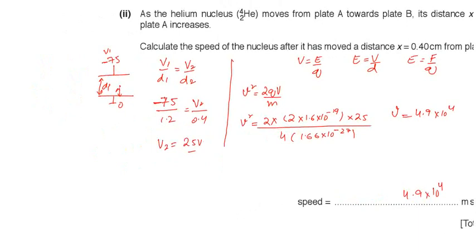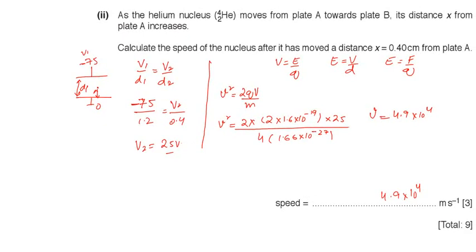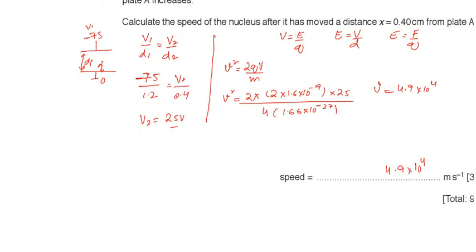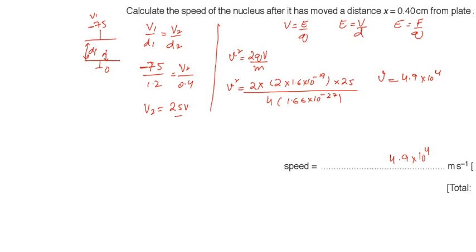So the potential difference, the electric field, will be the same. So E equals V1 over d1. That's the formula of electric field, right, V over d. So we use the ratio method. V1 over d1 is equal to V2 over d2, right? So minus 75 over 1.2 is V2 over 0.4. So the V2 value will be minus 25 volt, right?